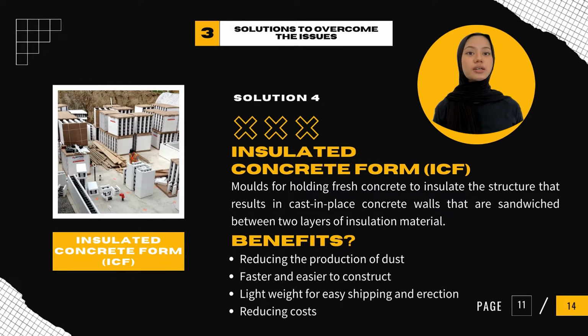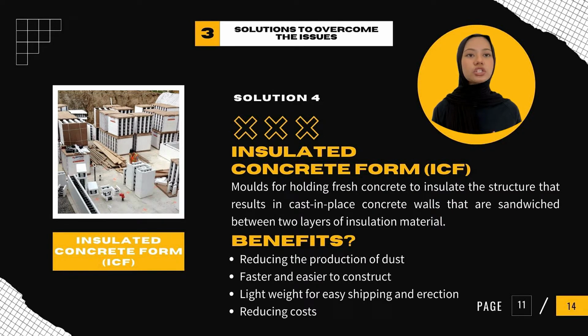Next solution is by applying ICF, which stands for Insulating Concrete Forms. Insulating concrete forms are molds for holding fresh concrete that are left in place permanently to insulate the structure they enclose. It results in cast-in-place concrete walls that are sandwiched between two layers of insulation material. These systems are strong and economical with energy. Low-rise structures with purposes ranging from residential to industrial are typical examples of this type of construction.